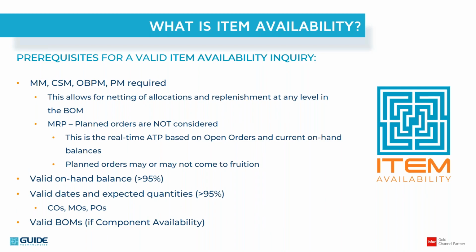So what are the prerequisites? Real quick, you've got to have some base modules available, right? You've got to have materials management so we can get the on-hand balance and aggregate totals, CSM for the customer orders, OBPM for the manufacturing orders and due dates and quantities, what's coming down the pipeline, and PM if it's a purchase item we're looking at.